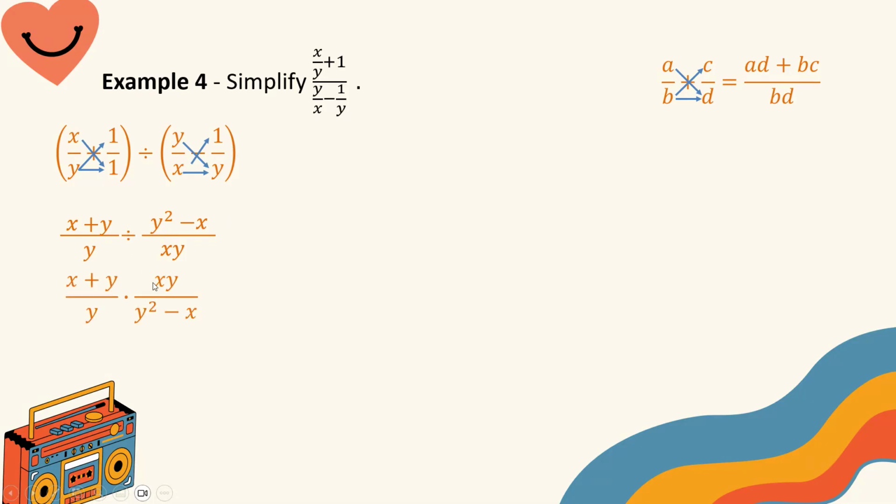Divide means to multiply by the reciprocal. And now that we are multiplying, we multiply the numerator. We can cancel out like factors first, so 1 factor of y cancels out, and then multiplying our numerator. So I'm going to distribute this factor of x to x plus y, and then our denominator is y squared minus x.